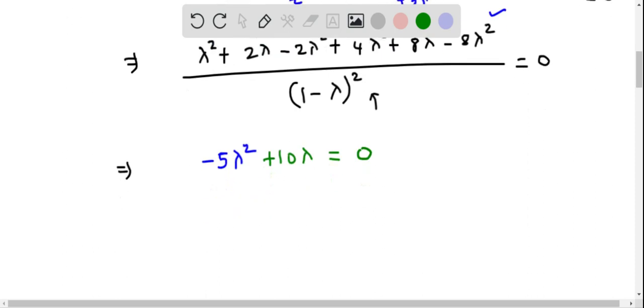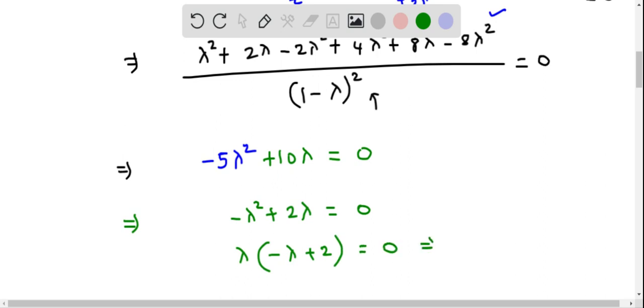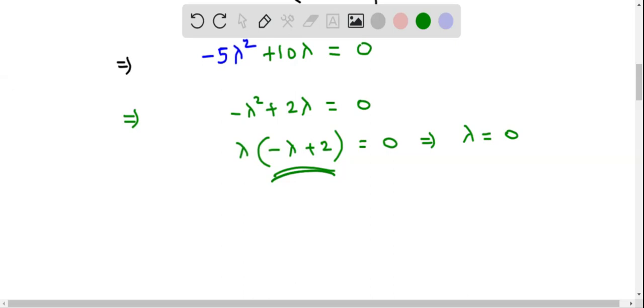So we can determine the value of lambda using this equation. In fact, we can divide both sides by 5. So this becomes negative lambda squared plus 2 lambda equals 0. We then factor lambda. So this becomes lambda times negative lambda plus 2 equals 0. And when we solve this, we get the value of lambda is 0. Or when we solve the equation negative lambda plus 2 equals 0, this gives lambda equals 2. So we now get two values of lambda, that is lambda equal to 0 or lambda equals 2.